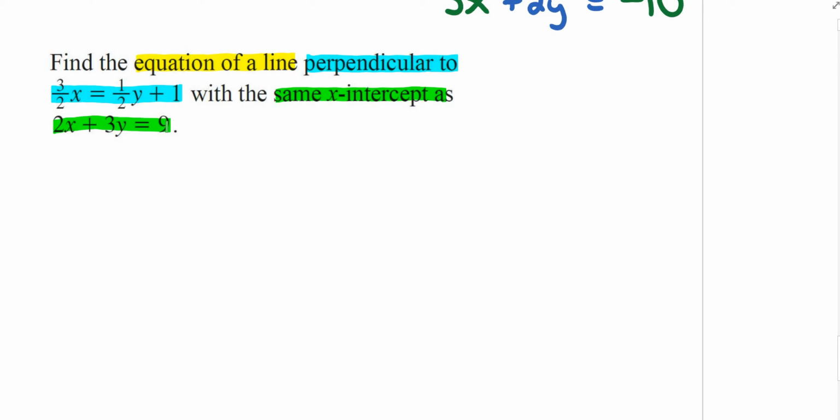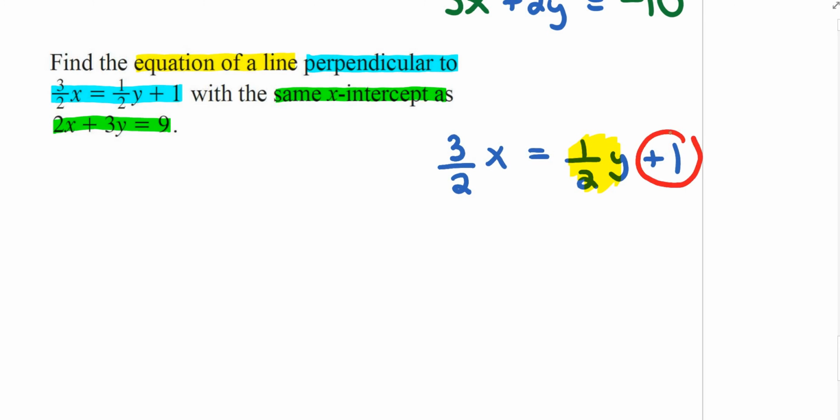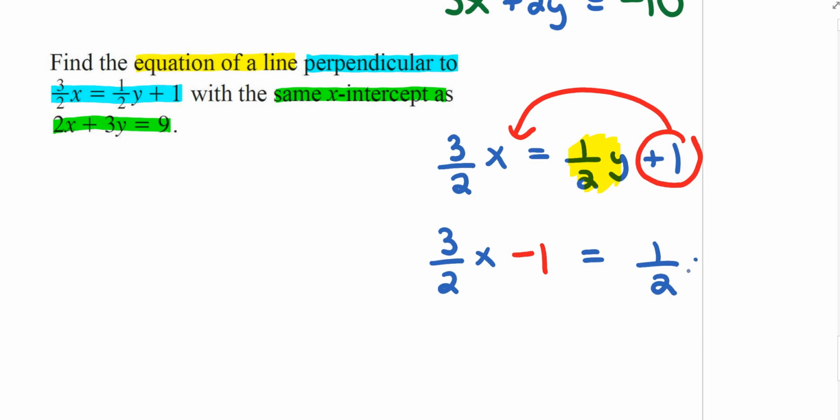Okay, let's go ahead and find the slope again. So I know it's perpendicular to this line: 3 over 2x equals 1/2 y plus 1. All right, so it has to be perpendicular to that line. So let's go ahead and isolate for the y term here. In order to do that, I would take my positive 1 and move it over. And if I move that over, I get 3 over 2x, and then it's going to be minus 1 equals 1/2 y.